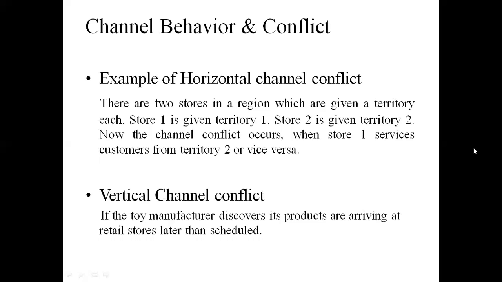The second one is vertical level conflict. In vertical level conflict, channel partners belonging to a higher level enter into a dispute with a channel member of the lower level, or vice versa. It might be between the wholesaler and retailer. For example, if a toy manufacturer discovers its products are arriving at the retailer stores later than the schedule, conflict may occur. Or sometimes wholesalers start selling from their own store, and retailers may have disagreement with this, so this kind of conflict may occur.